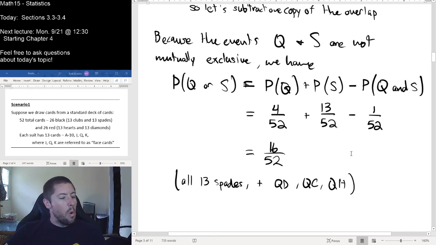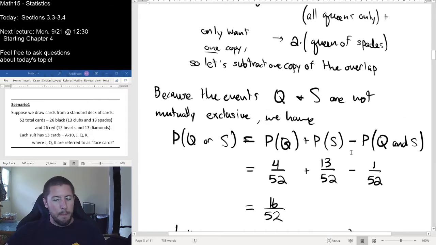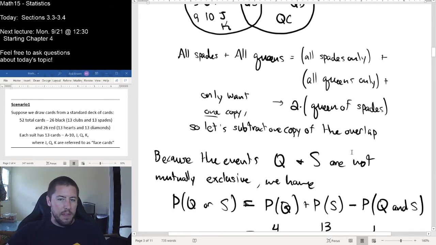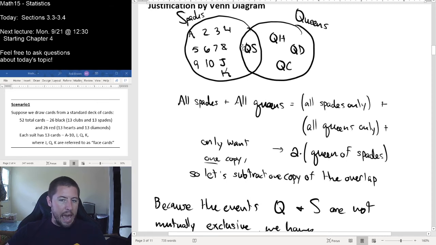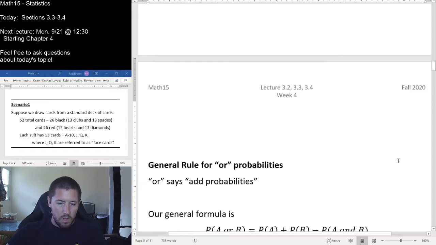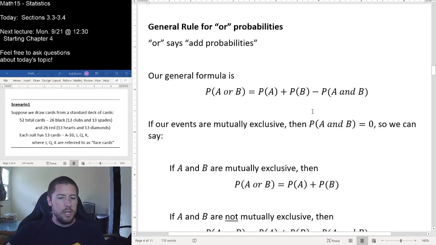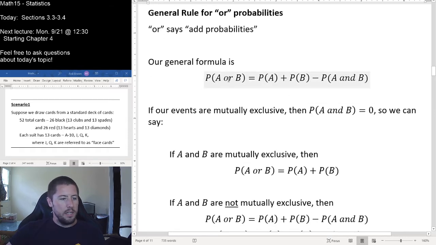So when we see the word or, that says do addition. However, we still need to determine are the events mutually exclusive or not. If they are not mutually exclusive, if they have something in their overlap, then it matters that we only single count the overlap stuff by subtracting off one of the two countings of it that we've accounted for. So our general rules then for OR probabilities. OR says do addition. Our general formula is right here. The probability of A or B is the probability of A plus the probability of B minus the probability that you're both A and B.